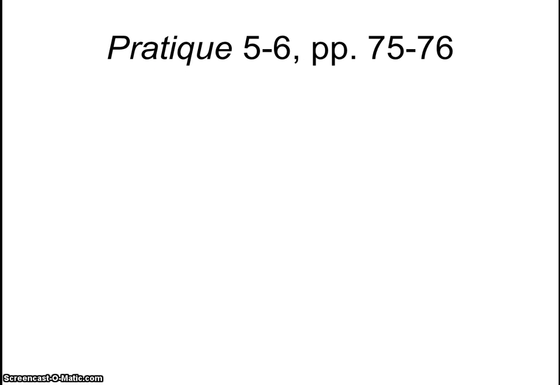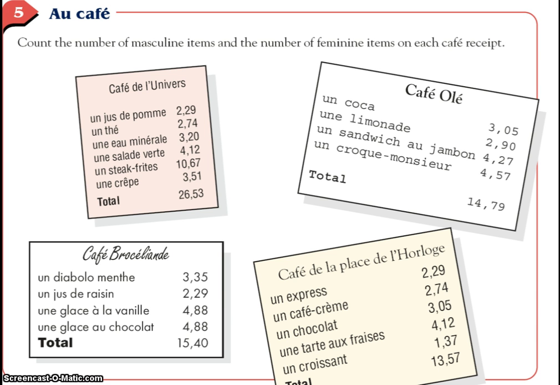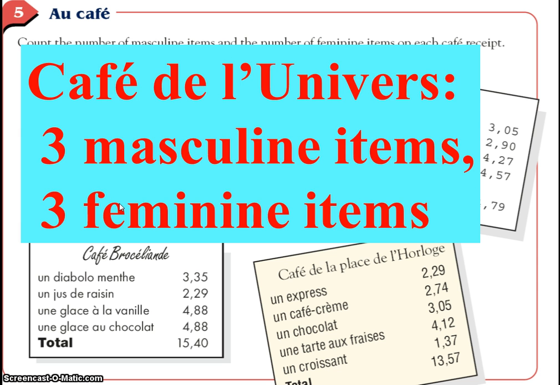Let's practice these two activities. We're going to practice activity 5 together, and then I'm going to have you do 6 as homework and turn it in. We say count the number of masculine items and the number of feminine items on each receipt. Let's look at the Café de l'Univers. We say that un is masculine and une is feminine. Here we have one, two, three masculine and three feminine. Let's check it.